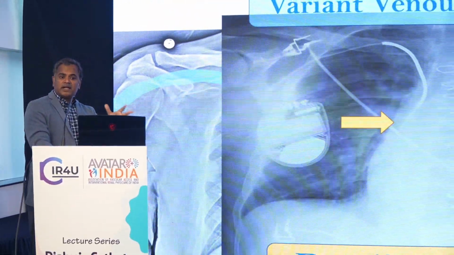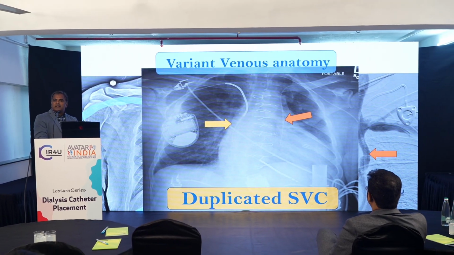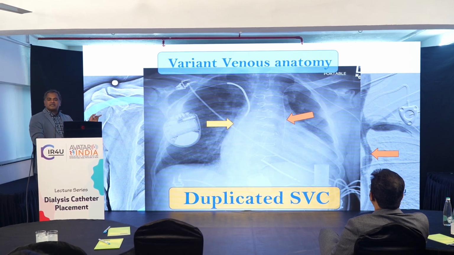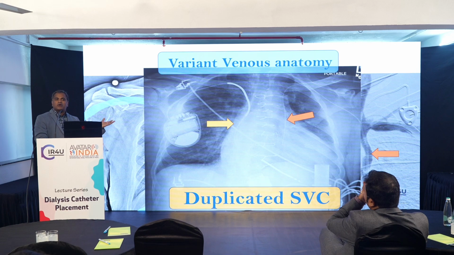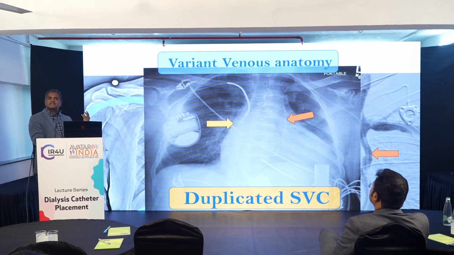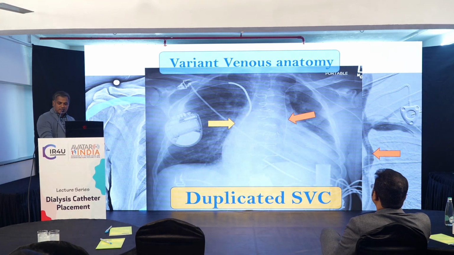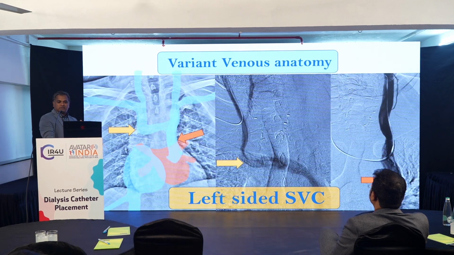This is a chest X-ray which clearly demonstrates a duplicated SVC, because on the screen you can see there are two catheters, one on the right side, one on the left side. If I show this X-ray to people randomly, they might say the left side catheter is in the wrong place. But if you know the real anatomy of this patient, then you can say, okay, this is a variant anatomy, and it's okay for the patient to have a catheter on that side. So you should be aware and keep an eye on whether it is normal or abnormal.